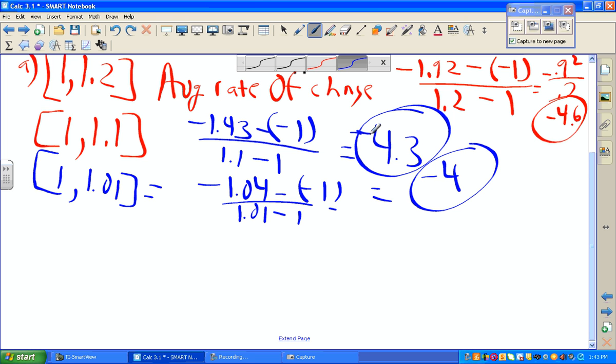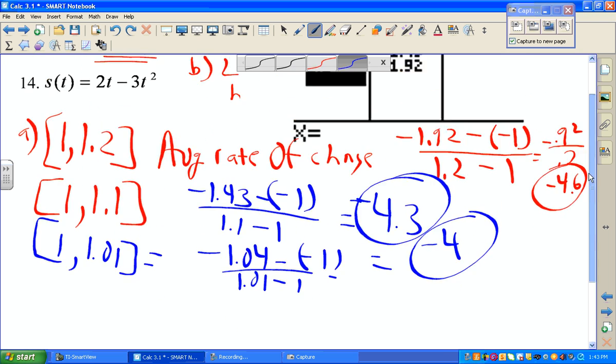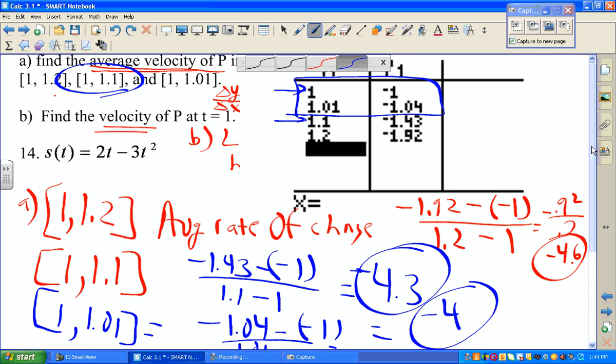Is that right? Oh, I get a lot of hesitation on this. Huh? Okay. You know what? Oh, no, I just got the y values on there. Oh, I went to second table, set, ask, second table. We just typed in the numbers 1, 1.01, 1.1, and 1.2. I just use those numbers. Okay? All right.